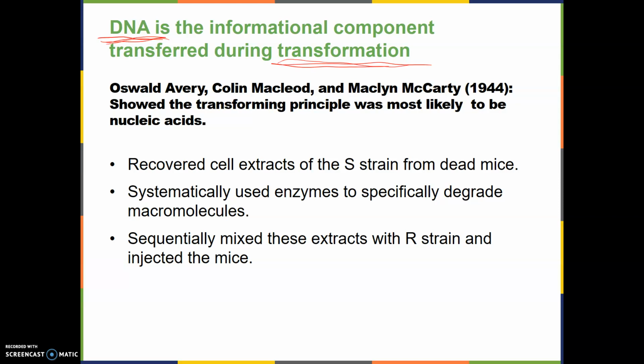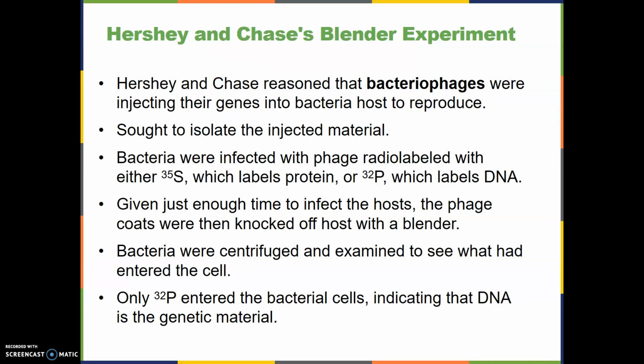They recovered cell extracts of the S strain from the dead mice. They used enzymes to degrade macromolecules, and they mixed these extracts with the R strain and injected the mice, and they got the same results. That it killed the mice. Now, another experiment that proved it was DNA and not protein. This was an experiment specifically to prove that the genetic material is DNA, not protein.